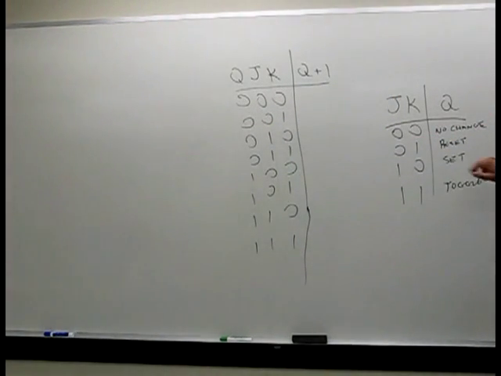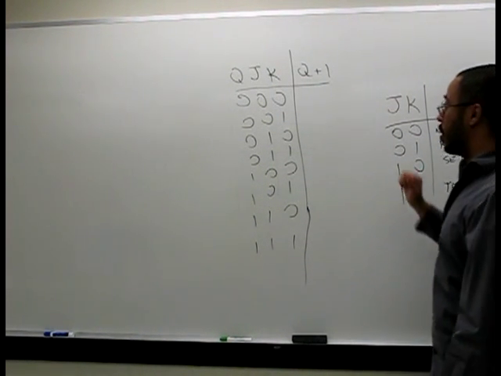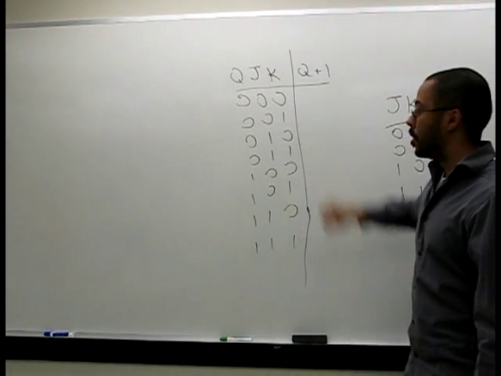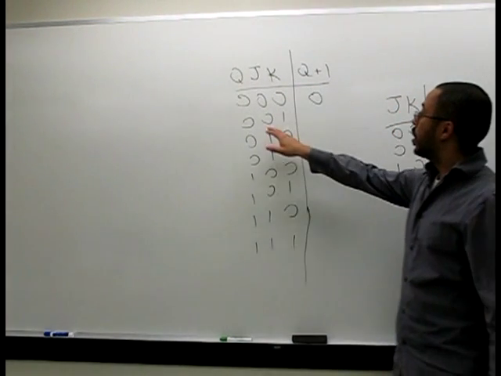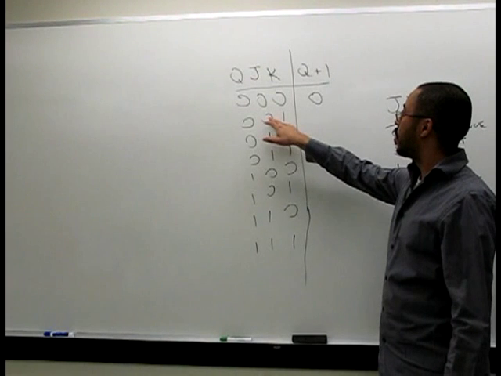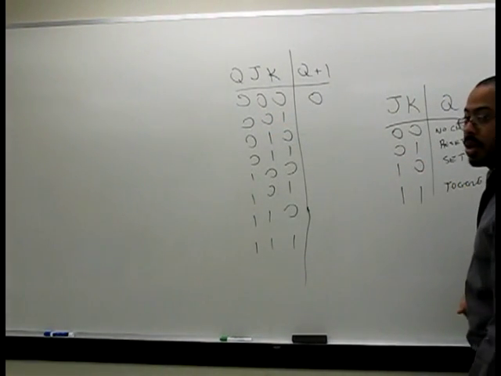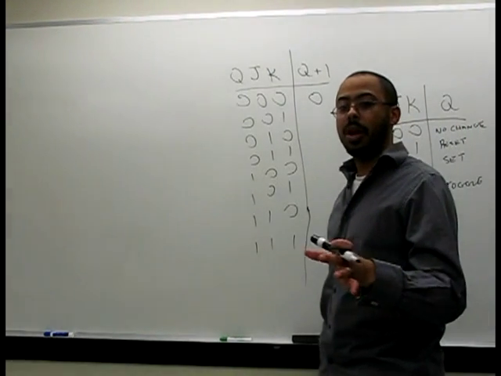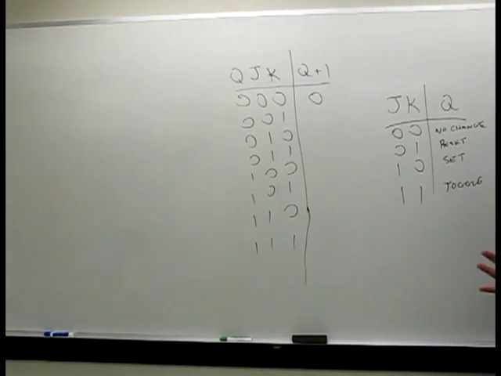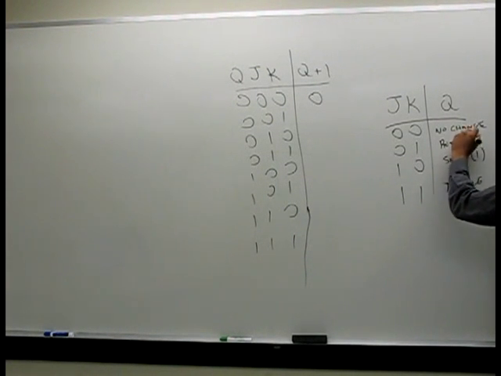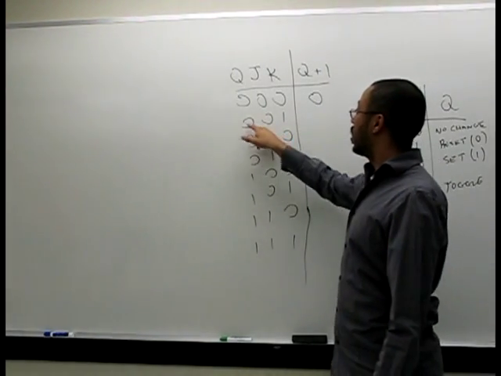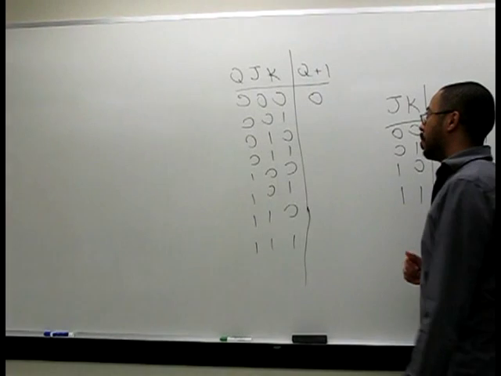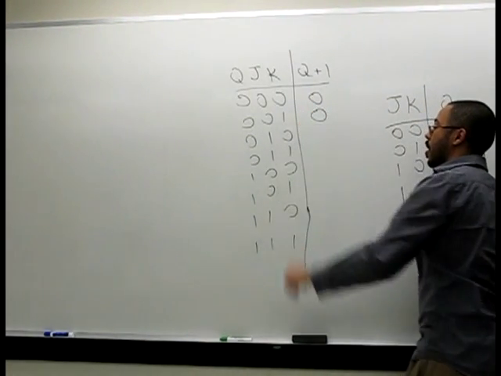Okay, so if JK is 0, 0, then that means the flip-flop's in a no change state. So if Q was 0 before the pulse, it's going to be 0 after the pulse. So Q plus 1 is going to be 0. Next, J is 0, K is 1. That's a reset mode. I have a little mnemonic. If you watch my S-R latch video, it holds true here. You can set a 1 or reset a 0. So set a 1, reset a 0. So if I have 0, 1, 0, I'm in the reset state and Q is a 0 on that next clock pulse. What happens to Q plus 1? It's still a 0 after the pulse.